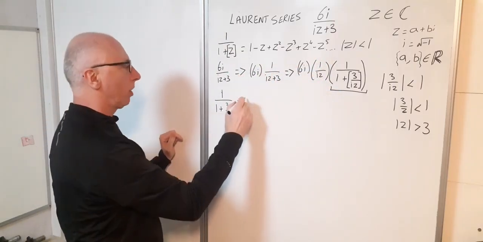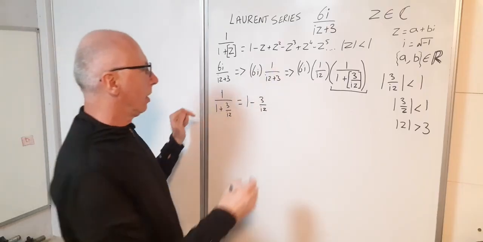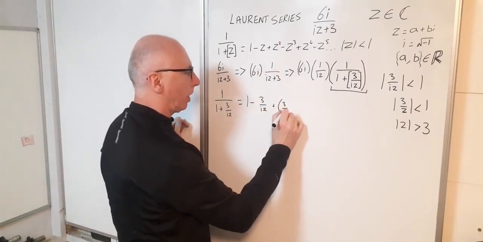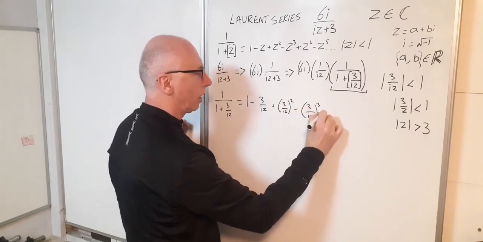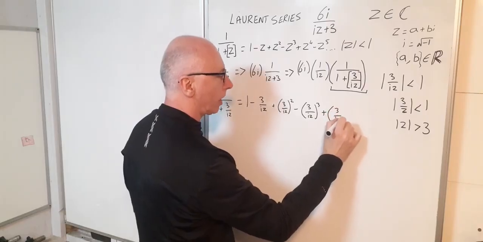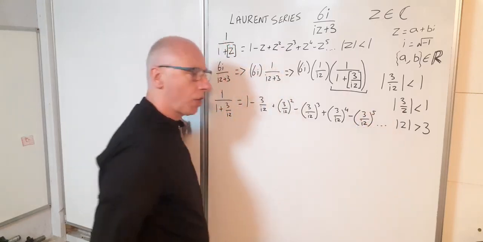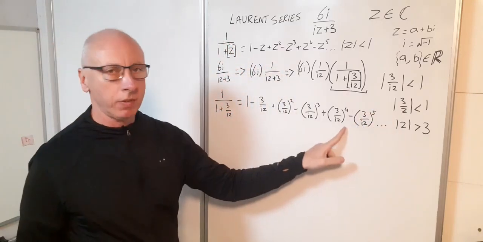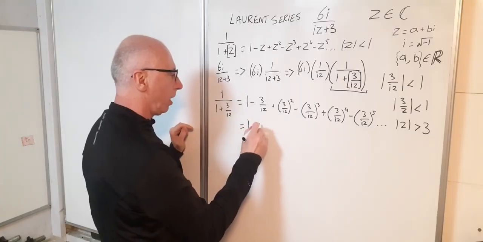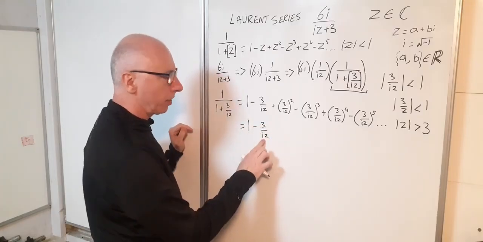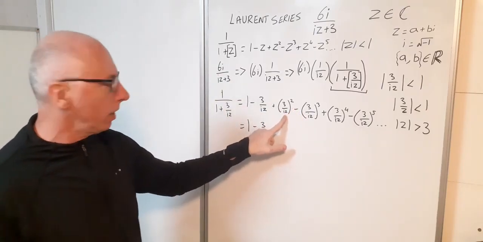So I've got 1 minus 3 over iz, then it's squared, so plus 3 over iz squared, and then minus 3 over iz cubed, and then plus 3 over iz to the 4, and minus 3 over iz to the 5, and so on. Right, so let's just deal with this. I've got 1, keep that, minus 3 over iz, that's fine. I'll deal with the i in the denominator at the end. Then here I've got 3 squared, which is 9.